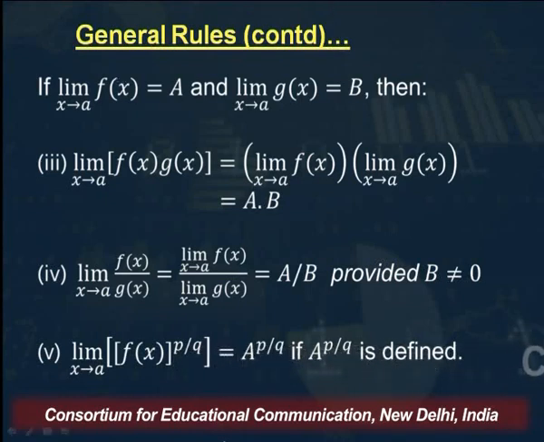Now the limit of the function as x tends to a is nothing but capital A, so capital A to the power p by q is the result here. But again we have a rider that a to the power p by q must be defined. Okay, so let's see how we can apply these rules.